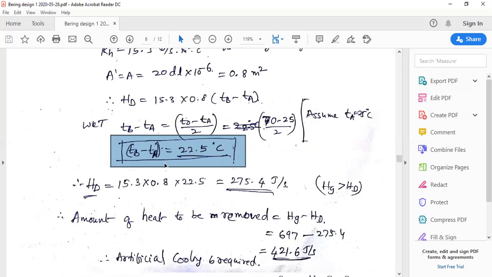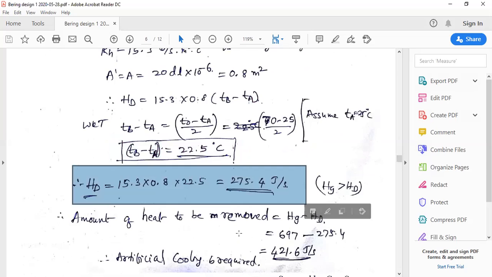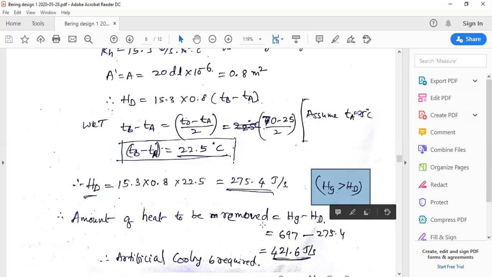Once you get the value of TB minus TA, the A value and the KH value, substitute them in the HD equation. The value of HD obtained here is 275.4 joules per second. If you compare heat generated and heat dissipated, heat generated is greater than heat dissipated. Therefore, we can say that artificial cooling is required here.